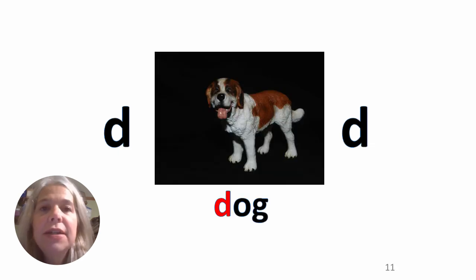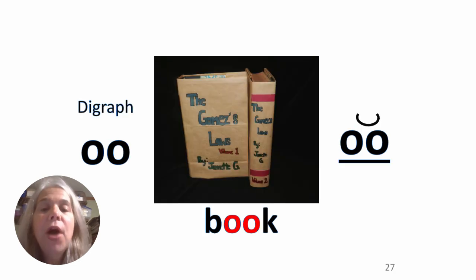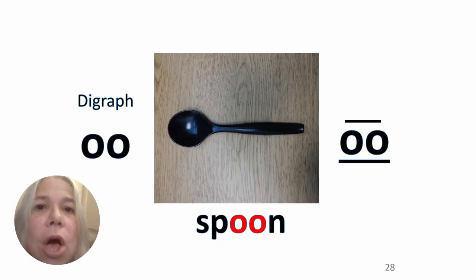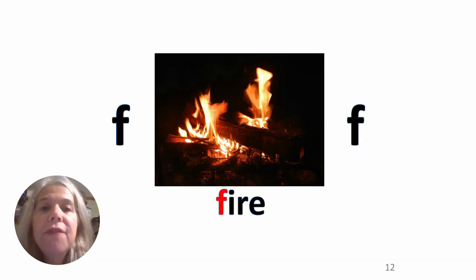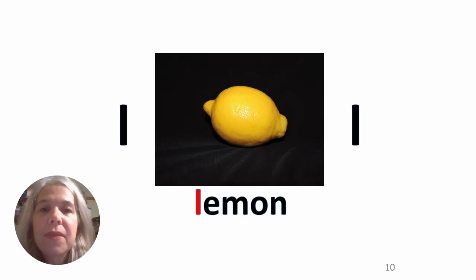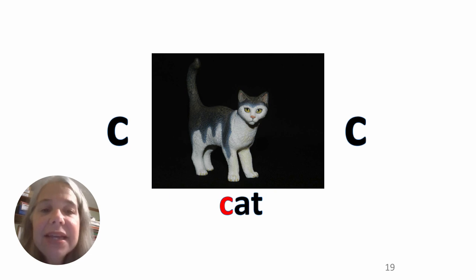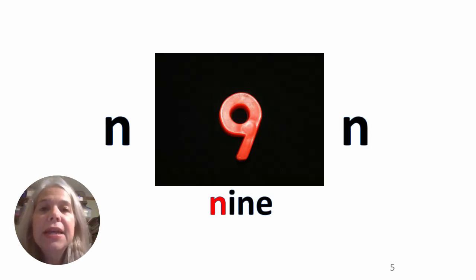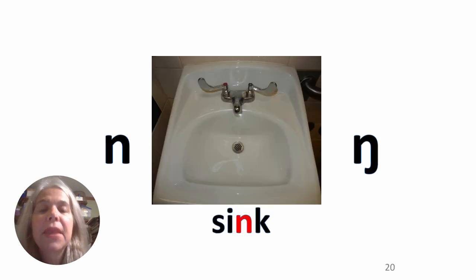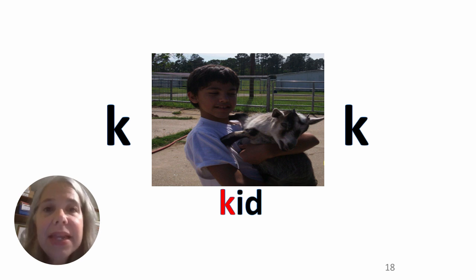D, dog, d. Digraph oo, book, oo. Digraph oo, spoon, oo. F, fire, f. L, lemon, l. Digraph NG, ring, ng. C, cat, k. N, nine, n. N, sink, n. K, kid, k.